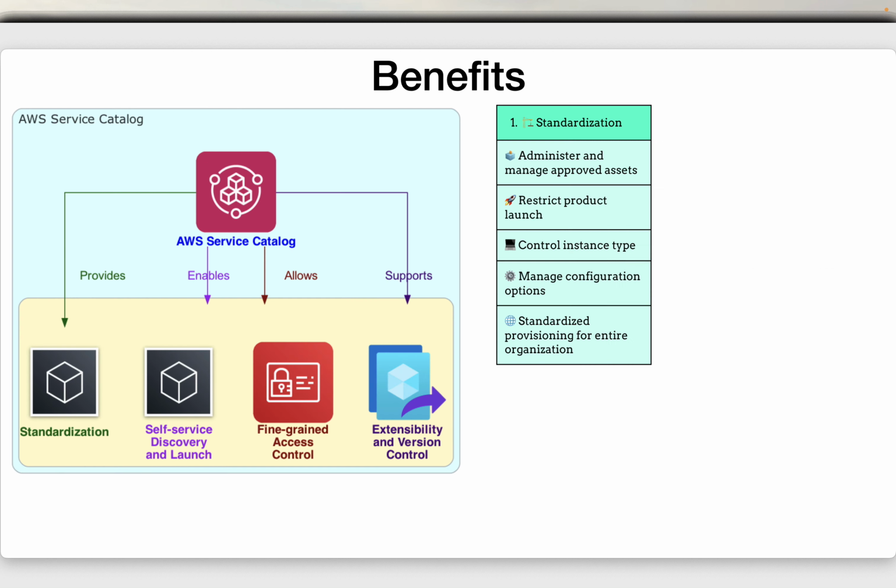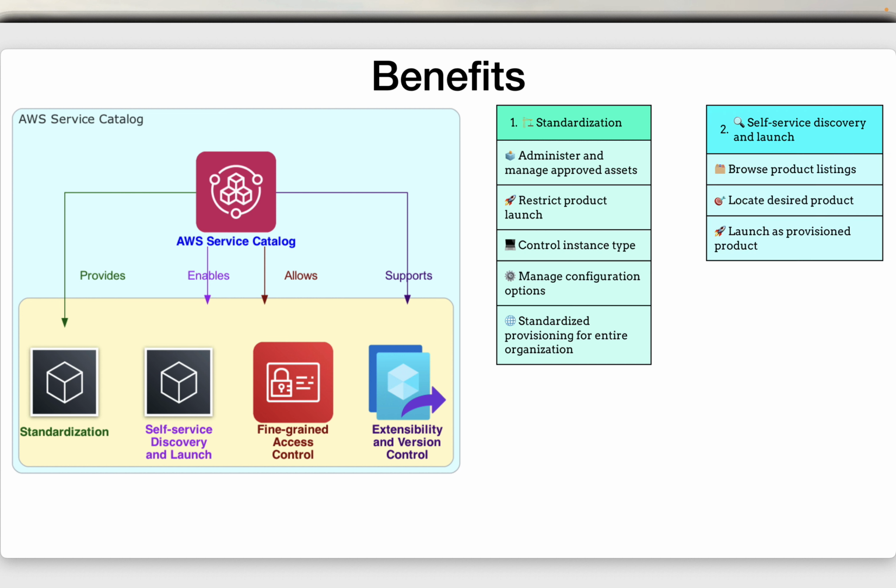So some benefits, of course we have seen, one is standardization. So you can administer and manage approved assets by restricting where the product can be launched, the type of instance that can be used, and many other configuration options. The result is a standardized landscape for product provisioning for your entire organization.